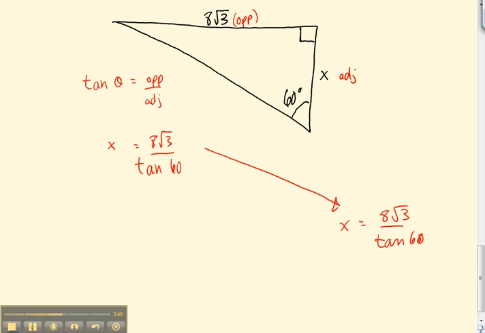And if you do that, drum roll please, you get x equals exactly 8. Okay, so that's right, I do my own sound effects. I do my own theme song too. I'll do that one for you later. Anyways, so there's my answer, x equals 8. By typing 8 root 3 on your calculator divided by tan 60, you get x equals 8.